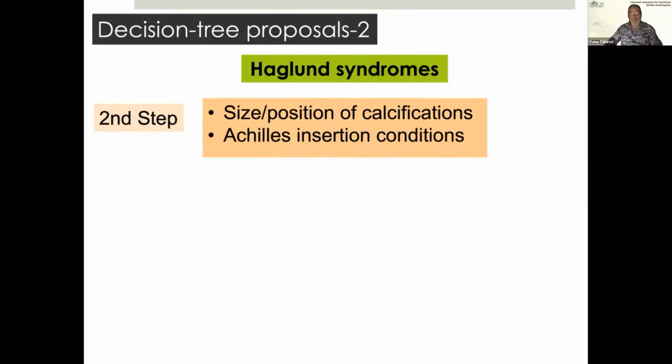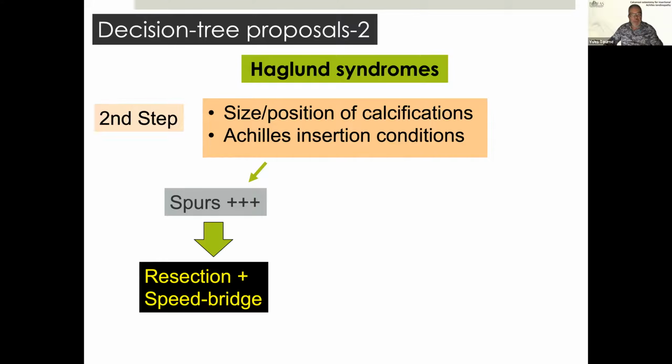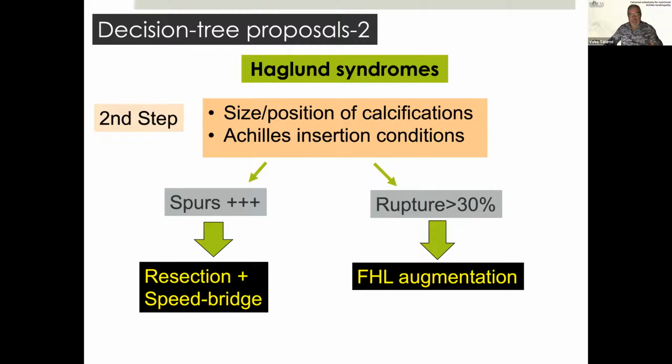And my second step of interest is the size and/or the position of the calcification and the condition of the Achilles insertion. And when there are a lot of spurs, very big, it could be not enough to move forward the calcaneal tuberosity, and the spur could remain aggressive for the Achilles tendon. And in that case, I recommend to remove the spurs, and we have to make a resection and a SpeedBridge to have a bulky reattachment. And when there is a rupture of the distal end of the Achilles tendon over 30%, in that case, I recommend to add an FHL augmentation.